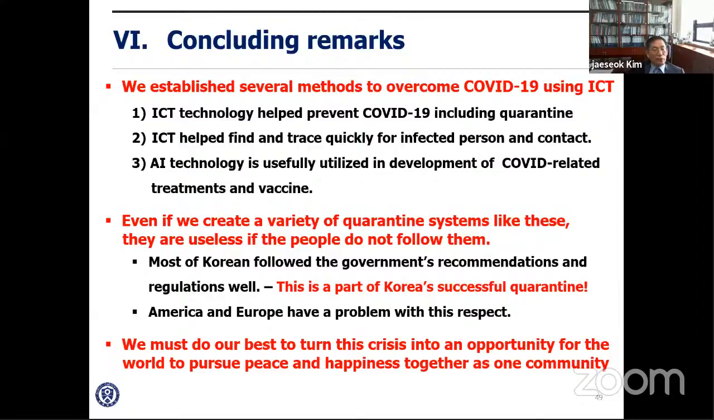However, even if we create a variety of quarantine systems like this, they are useless if people do not follow them. Most Koreans follow the government recommendations and regulations well. This is another part of Korea's successful quarantine status. As you know, America and Europe have a problem with this aspect. They don't want to wear a mask. They don't want to accept some limitation of their movement. They don't want to provide their information about their movement, something like that.